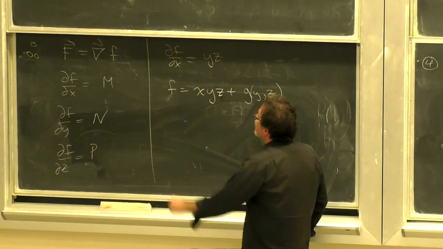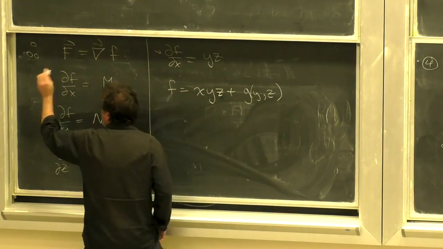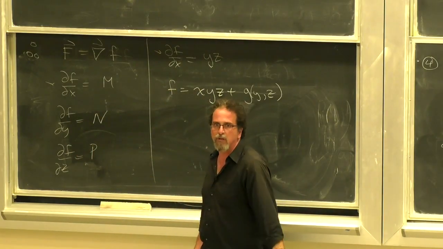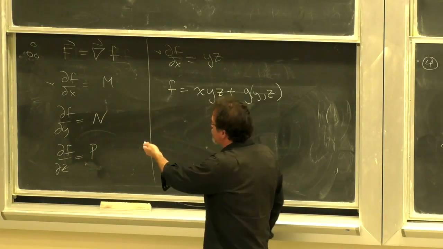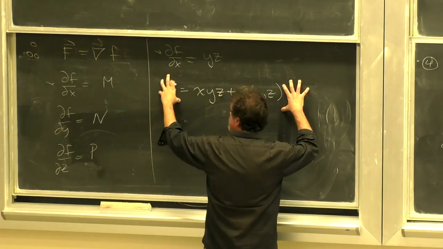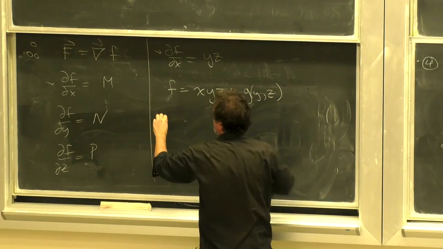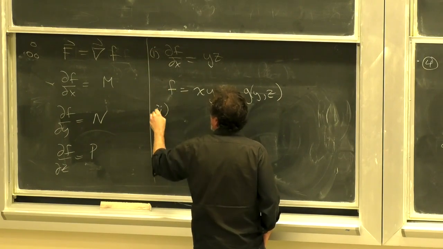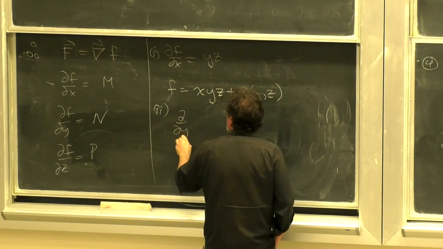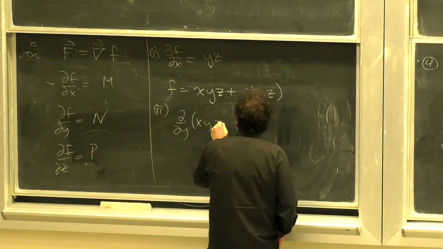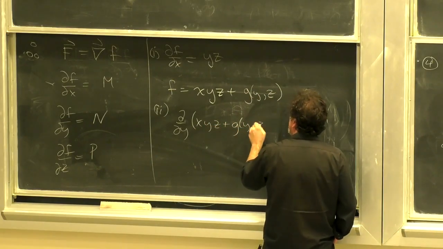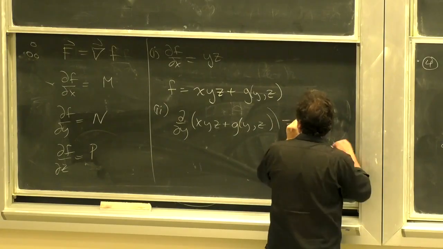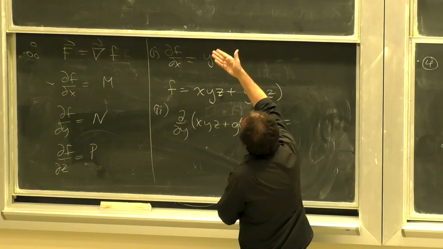Okay? So I used the first piece of information here. You're done with it. Once you use a piece of information, you can't use it four times and expect to get more information. Right? You got to use the next piece of information. So you take this and plug it into the left-hand side. Let's call this the first piece of information. Second piece of information is d by dy of xyz plus g of y,z. That's plugging f into the left-hand side there, is equal to N, which is xz.